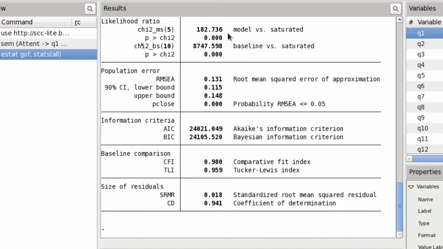Now, the chi-square is the gold standard. If the chi-square is significant, I don't care about the others. My model fits statistically. But in this case, the chi-squared doesn't fit, so I move to other assessments.